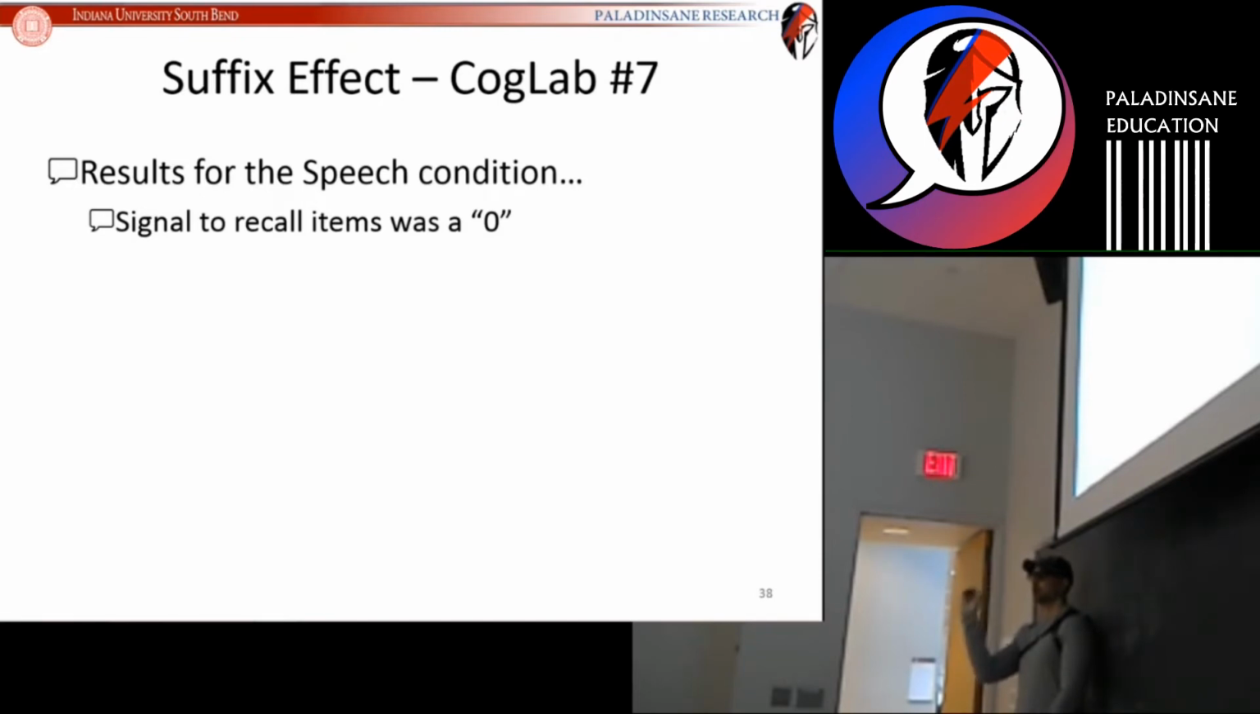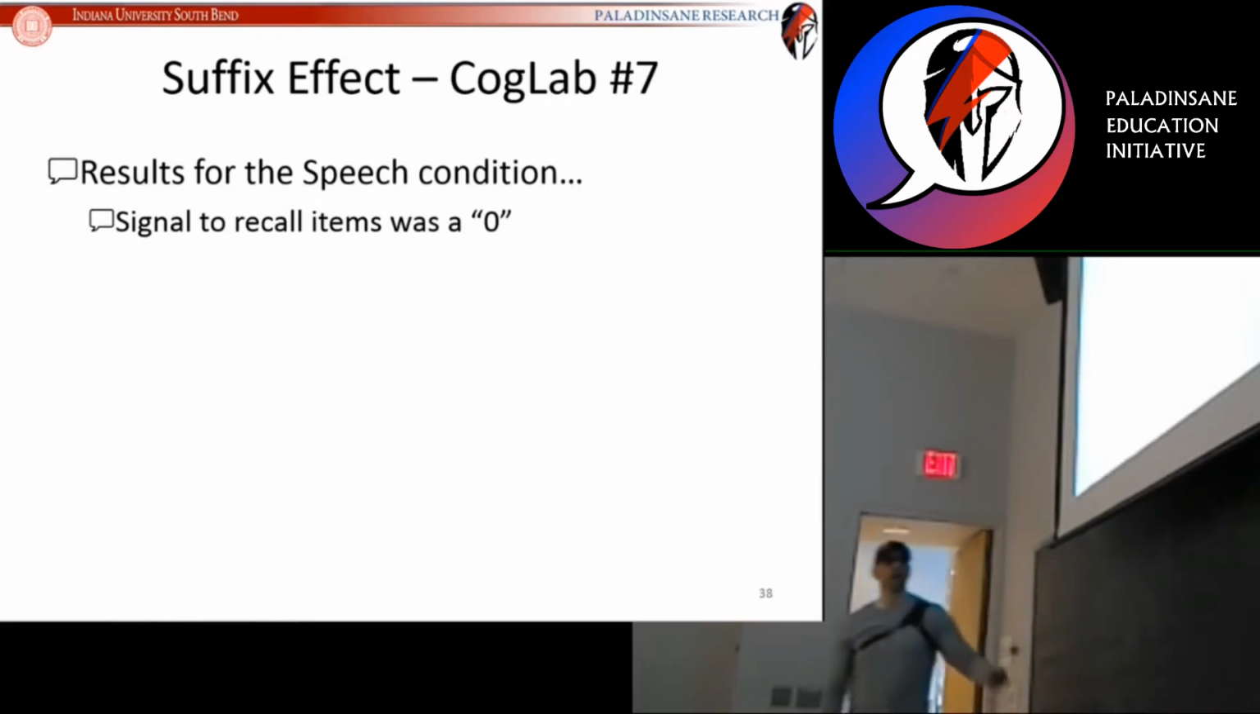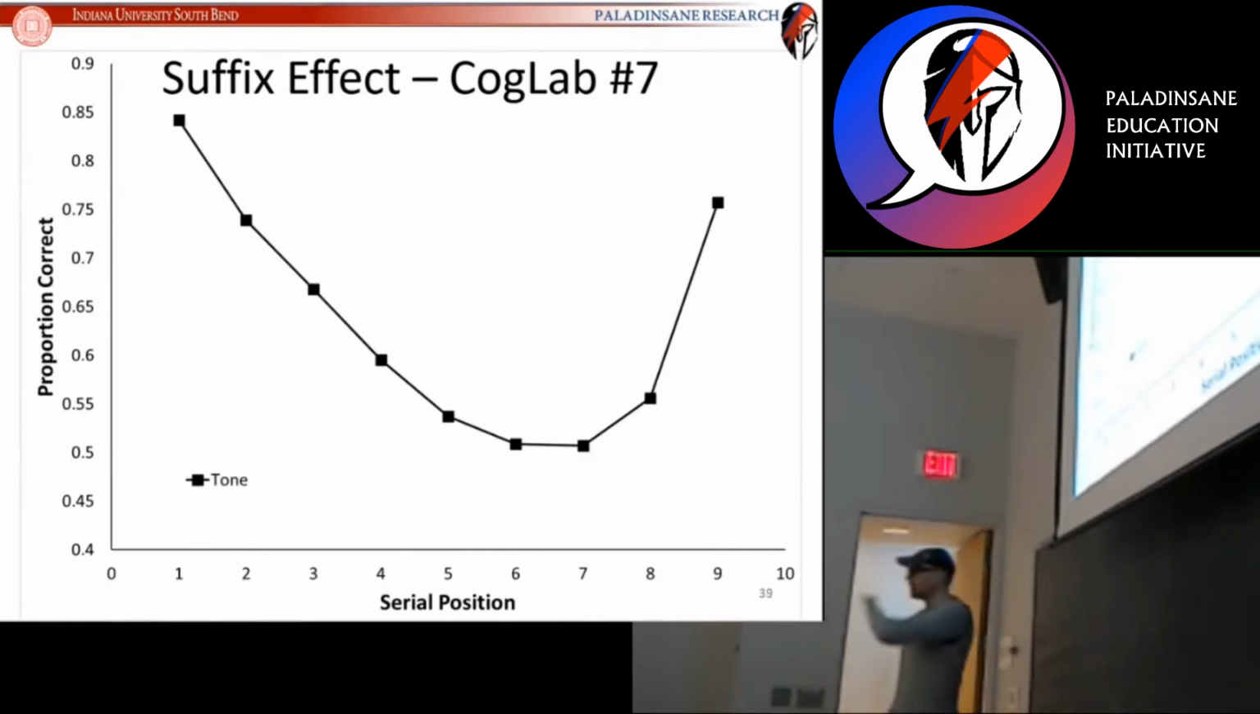So the 0, you know that that's a signal. You shouldn't try to remember the 0, and you probably did not try to remember the 0. Did anybody here try to remember the 0? Add it into your strategy for remembering numbers? No, but it slipped in there anyway. And that's the point of this CogLab. Nobody wanted to do it.